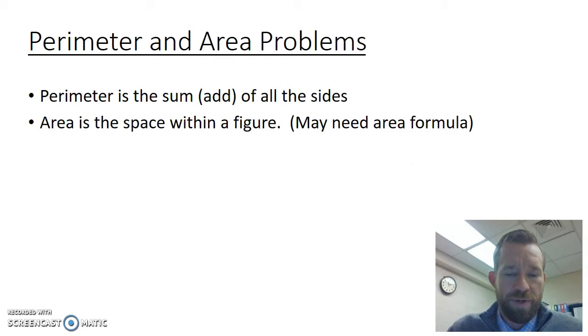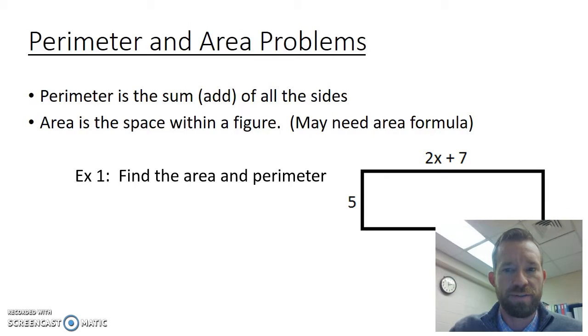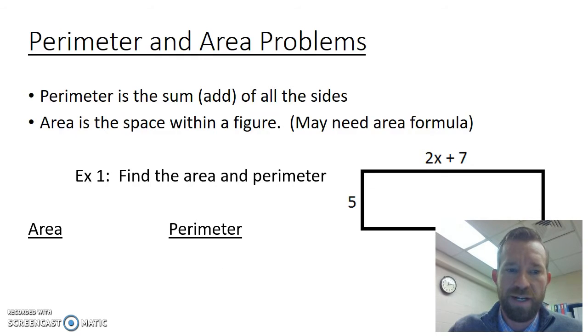Problems where we have perimeter and area show up in this section as well. Perimeter is just as simple as adding the sides together. Area, we'll use a formula depending on if we're talking about a rectangle or a triangle or whatever, depends on the formula. So for perimeter and area, in this case for a rectangle, area is length times width, and so we'll just go ahead and do that.